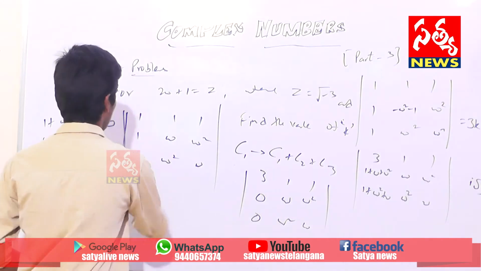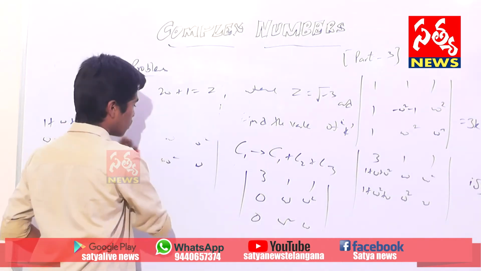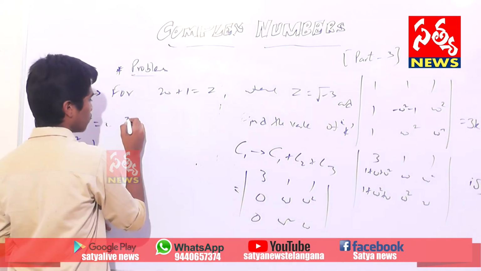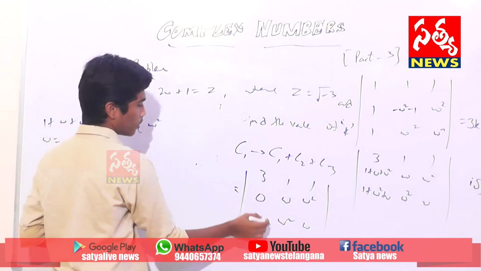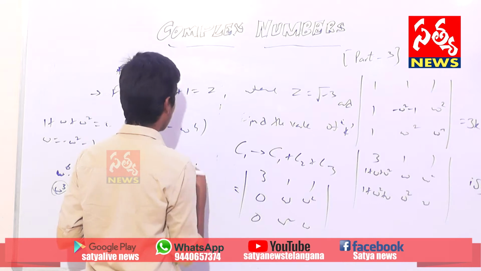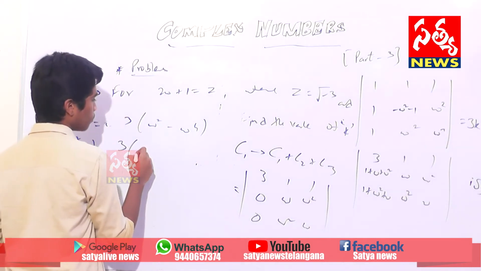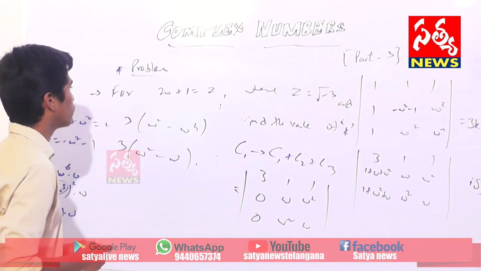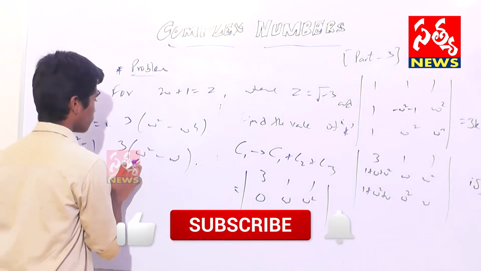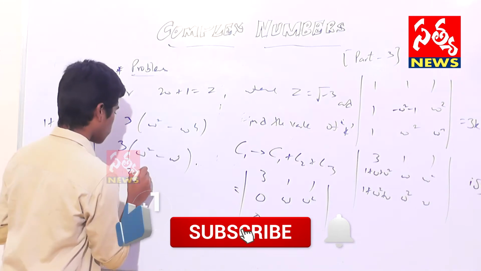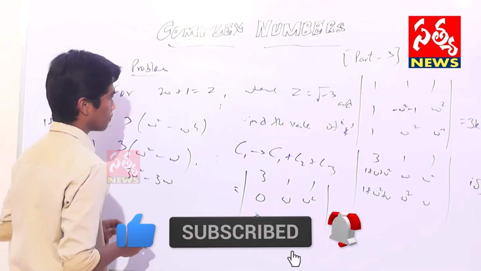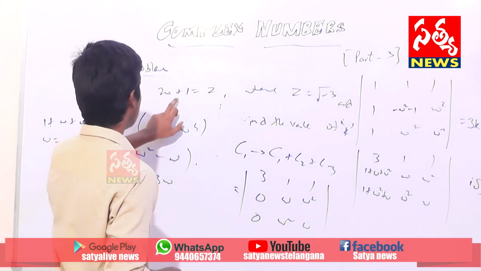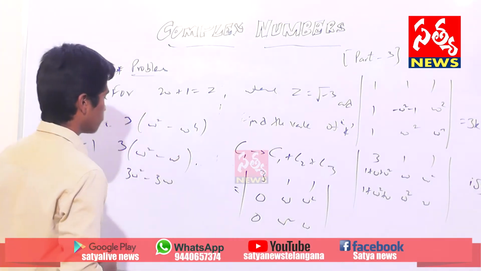Now if we solve the determinant, 3 into (ω² − ω^4). 3 into (ω² − ω^4), where ω^4 is ω. So we got this answer: 3ω² − 3ω. But we have here z equal to 2ω + 1, okay.